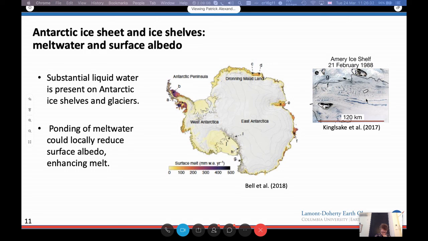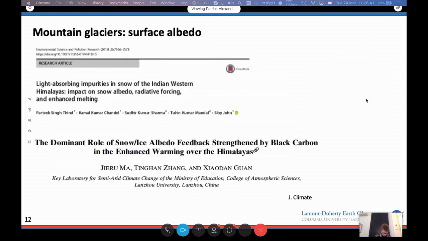Over mountain glaciers, surface albedo is also important. Particularly in these areas, aerosols and black carbon deposited on the surface can have a pretty big impact on the surface mass balance. So this is an important process that we have to capture in the climate models wherever we simulate snow and ice.